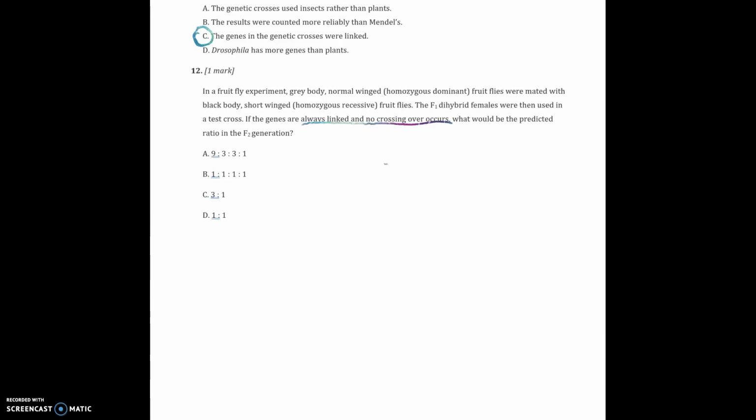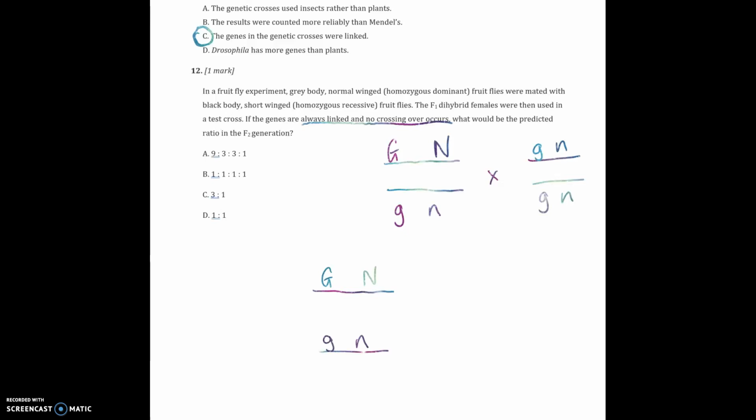What you would have is your big G, big N, and your little g, little n, crossing with little g, little n, and little g, little n. But if no crossing over occurs, then the only gametes that can be formed are big G, big N, and then little g, little n. And then obviously on this side, the only gametes that can be formed are little g, little n.